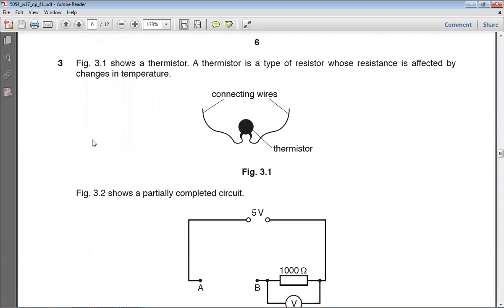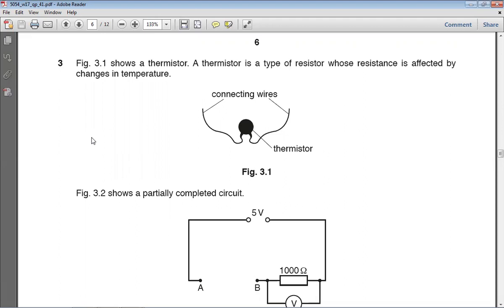Figure 3.1 shows a thermistor. A thermistor is a type of resistor whose resistance is affected by changes in temperature. I can tell you that a thermistor is a resistor whose resistance depends upon the temperature. Normally in our course, we are studying the kind of thermistor whose resistance decreases when the temperature rises. But when the temperature becomes less, it becomes cold, the resistance of the thermistor increases. That's the theory which we have studied in the book.